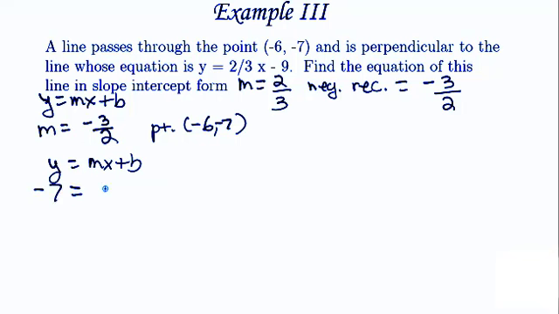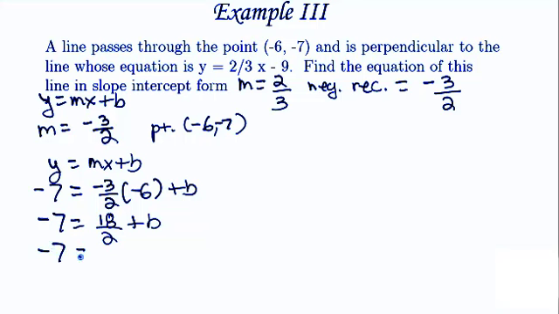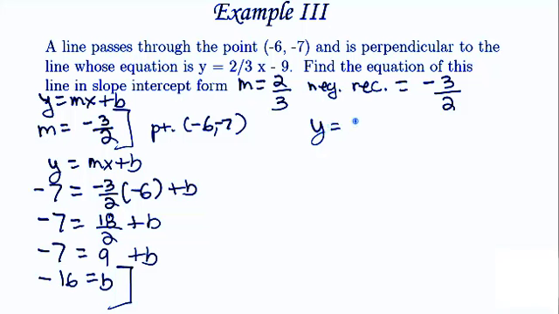negative 7 equals negative 3/2 times negative 6 plus b. So negative 7 equals 18 over 2 plus b. So negative 7 equals 9 plus b. Subtracting 9 from both sides, I get that b equals negative 16. Now I have the two important elements I need to write this in slope-intercept form. I have the slope of negative 3/2, and I have the y-intercept.